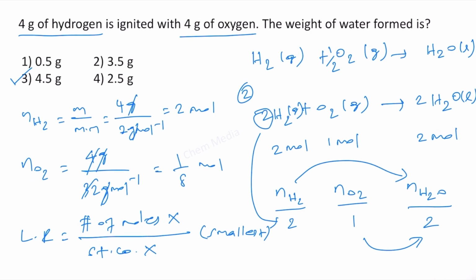Let us talk about the significance of limiting reagent. We found that O2 is the limiting reagent in this question, and this means that H2 is the excess reagent. So, how much is the excess and what is the significance of limiting reagent? What is the actual amount of H2 required and how much is the excess? Let us talk about that. Number of moles of H2 we got is 2 moles. Number of moles of O2 we got is 1 by 8 moles. This is the excess reagent and this is the limiting reagent.